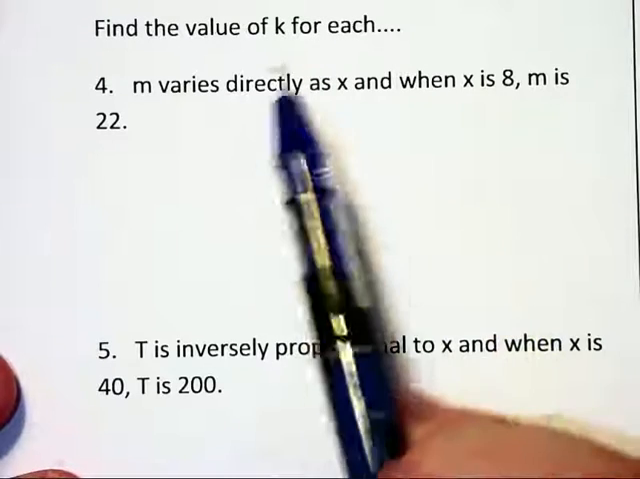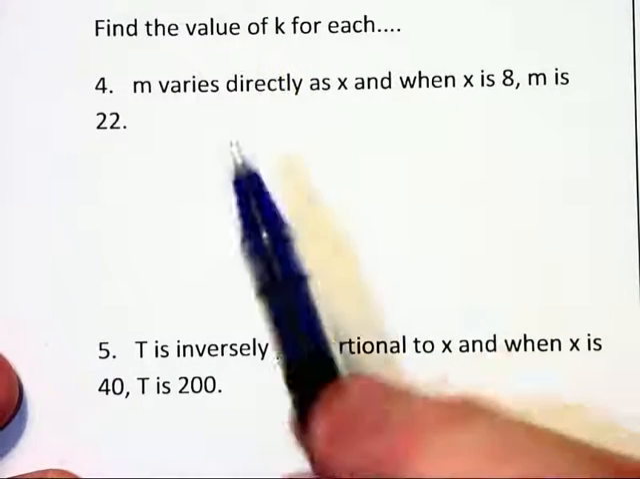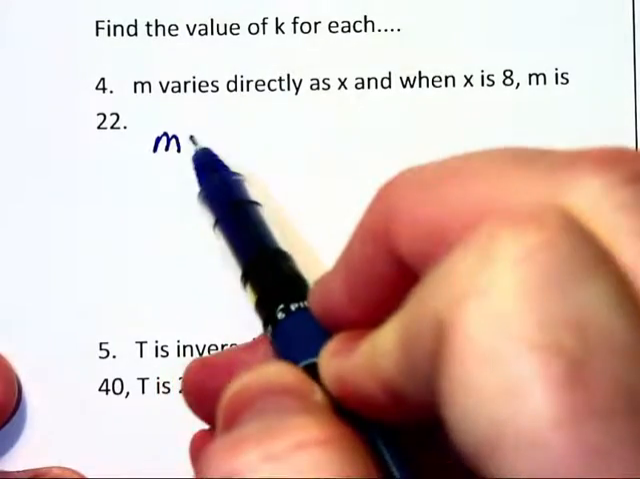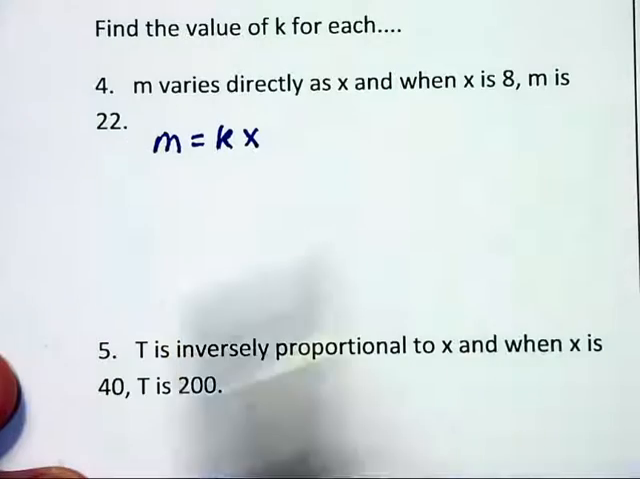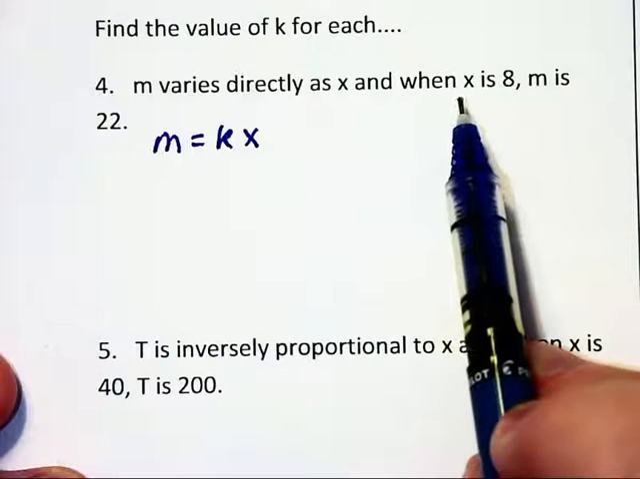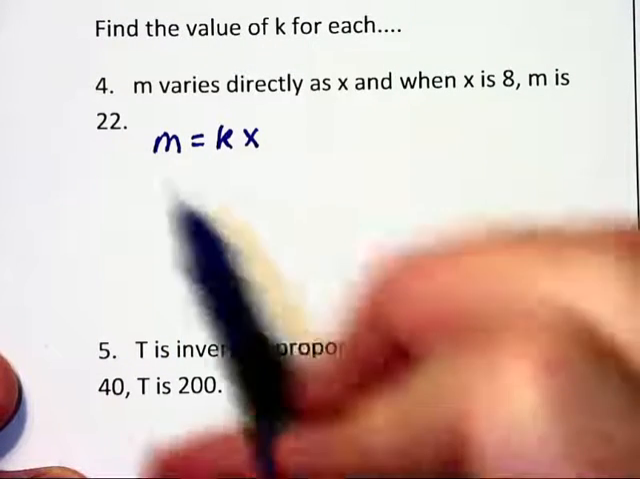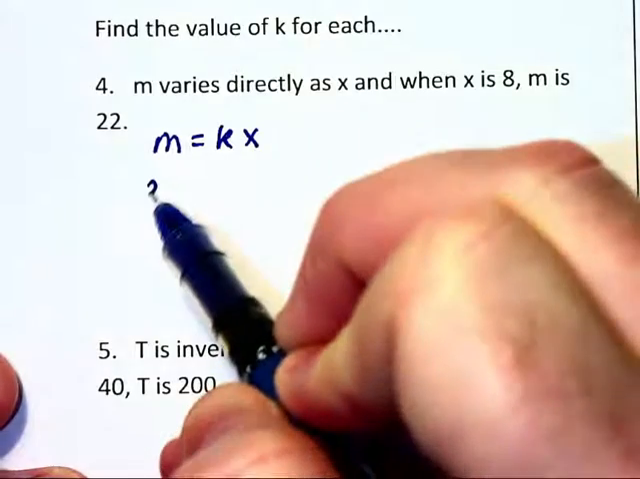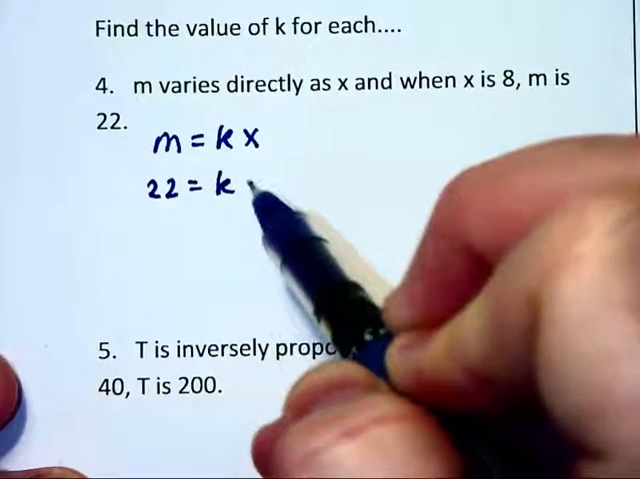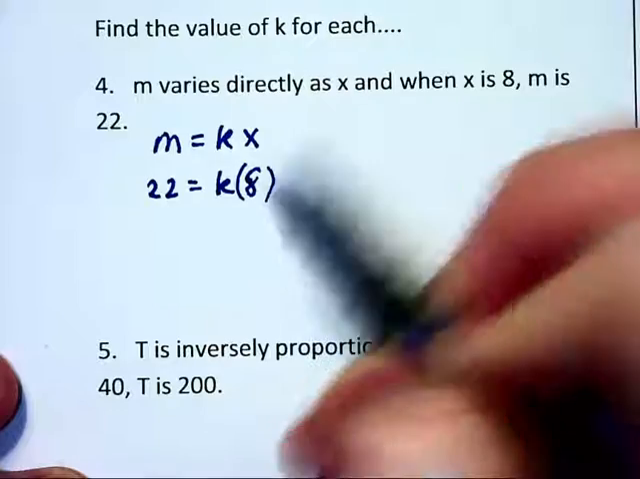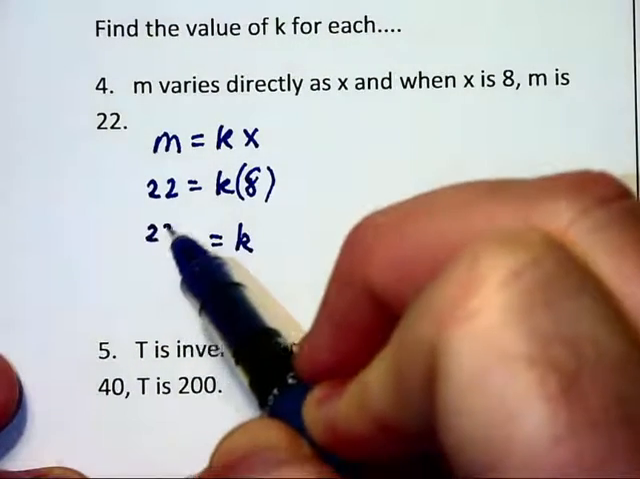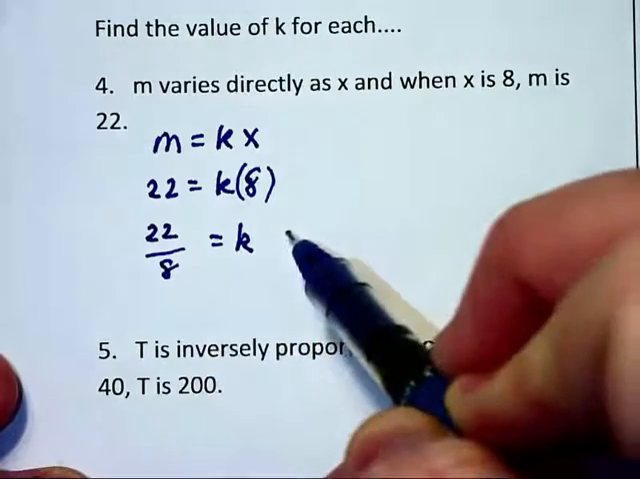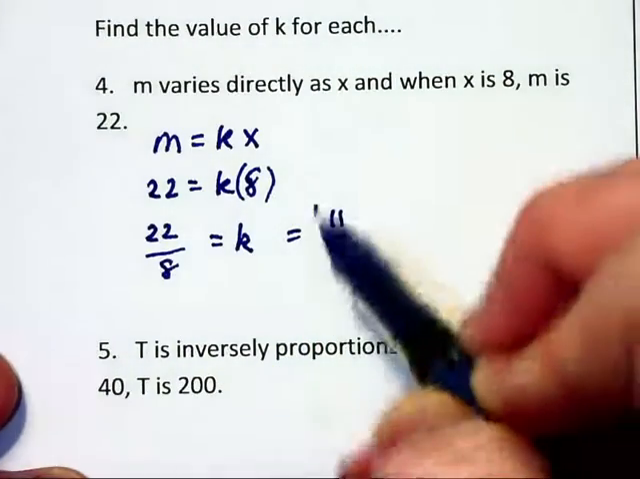Now we're being asked to find the constant of variation. We're told that m varies directly as x, so we can write that down, and we're told that x is 8 when m is 22. So we can substitute those values in and then be able to solve for k, which in this case is going to be 22 over 8, which will reduce to 11 over 4.